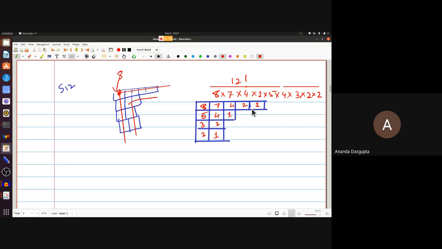So this is the rule. The rule is take n factorial, divide that by the product of the hook lengths, and you will get the number of standard Young tableaus, which in turn is the number of the basis vectors for that particular irrep. So anybody has anything to say about this proof?